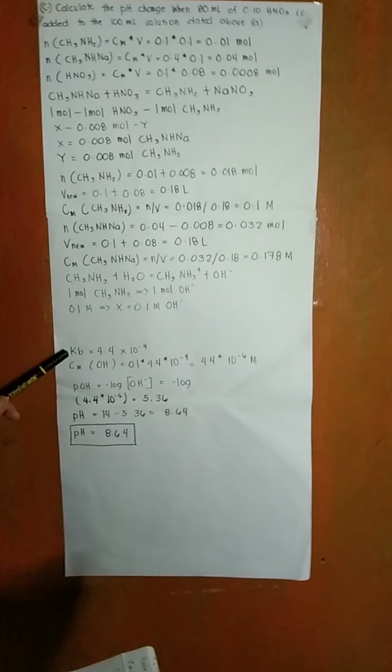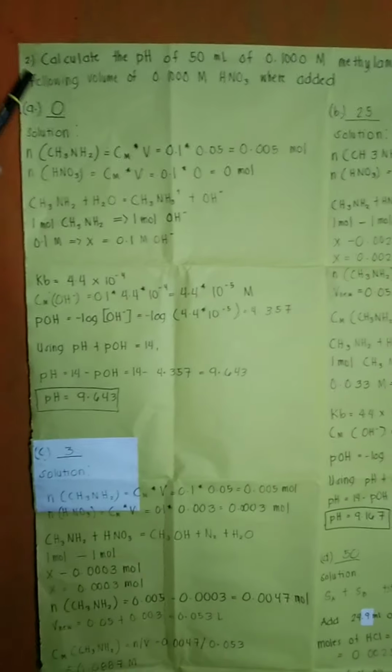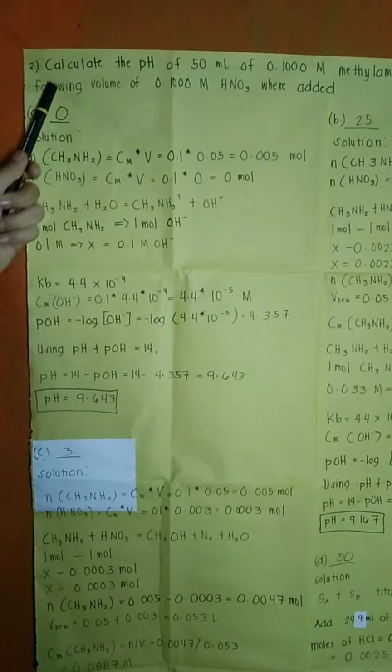We can get 5.36. pH equals 14 minus 5.36. The answer is 8.64. The final answer of this problem is pH equals 8.64. Let's proceed to problem number 2.